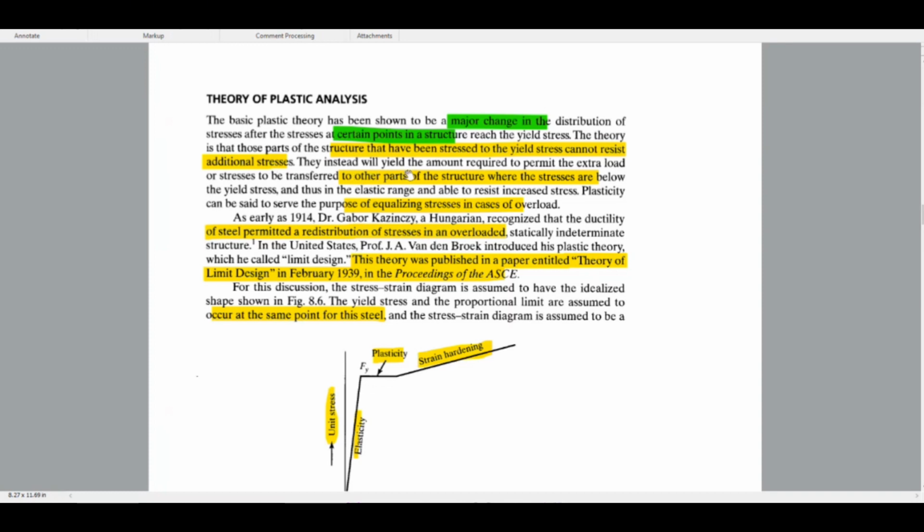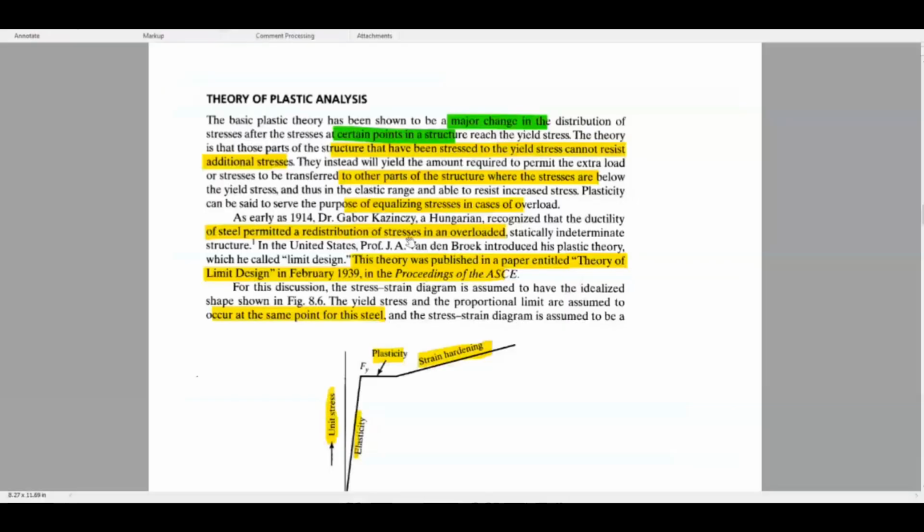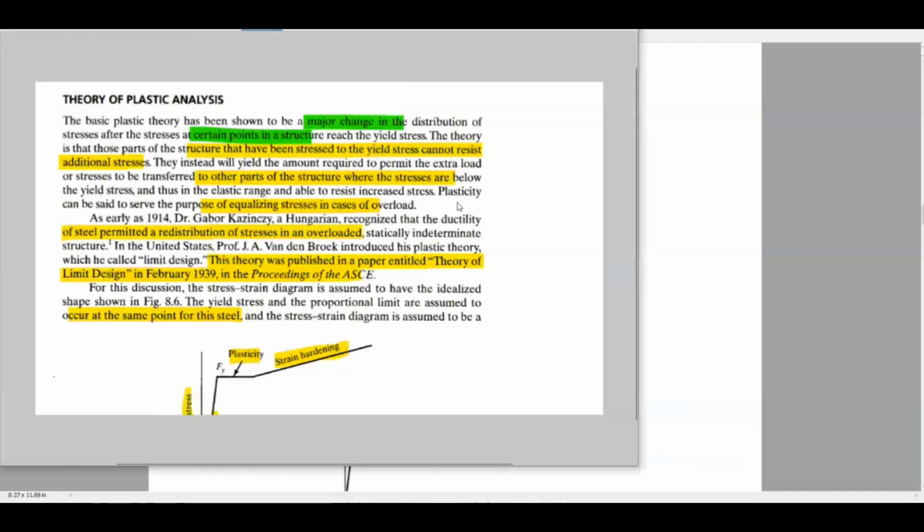They instead will yield the amount required to permit the extra load or stresses to be transferred to the other parts of the structure where the stresses are below the yield stress. Thus, in the elastic range, unable to resist the increased stress, plasticity can be said to serve the purpose of equalizing stresses in case of overload. So here we can see this plasticity. That means it can be said to serve the purpose of equalizing the stresses in case of overload.